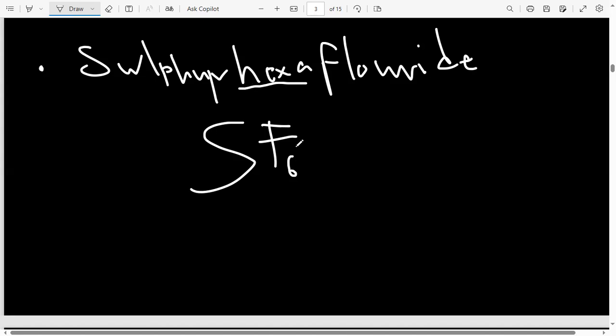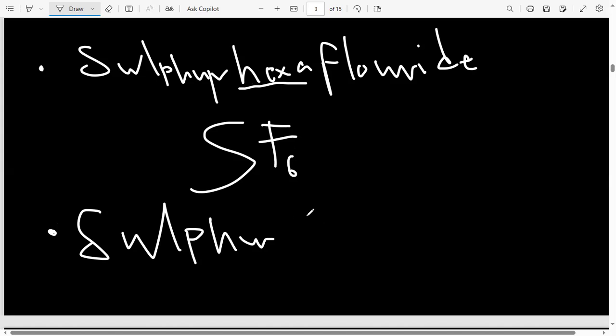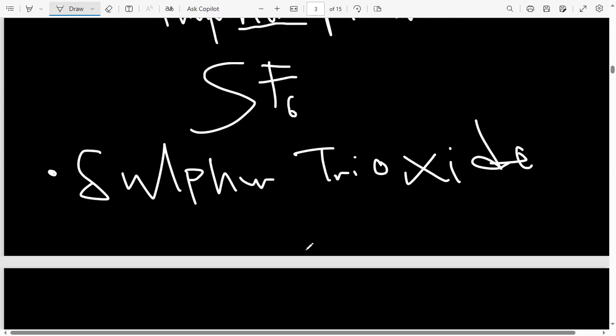It's very simple to name the covalent ones. Those ionic ones are a bit difficult because you have to memorize some of the radicals and the valencies, but these ones here are very simple. So let's look at the next one. The next one is sulfur trioxide. What is the formula for this guy? SO3. Okay, that is correct.